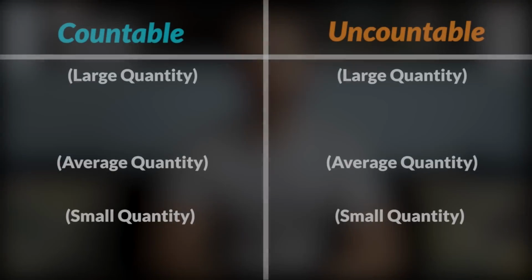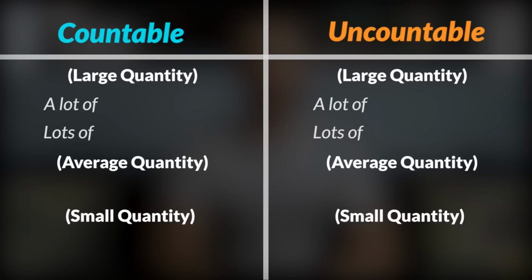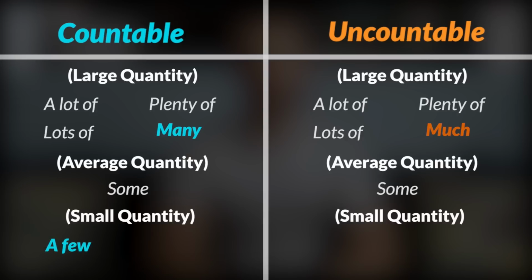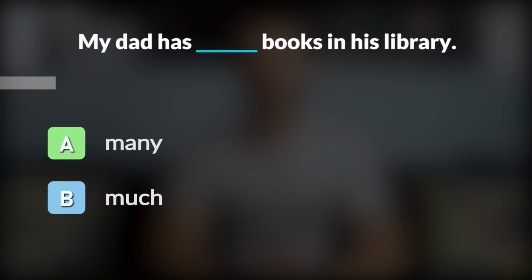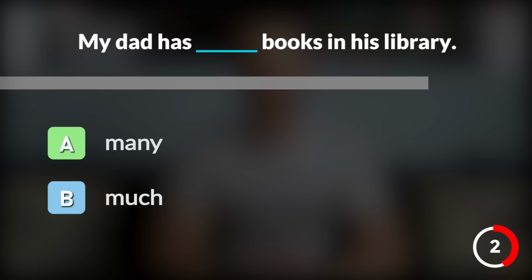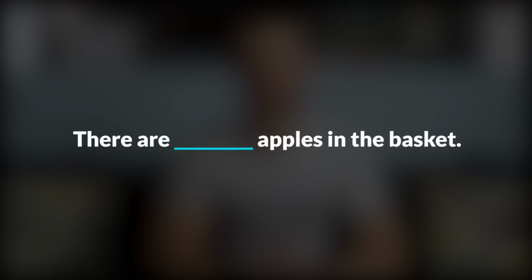Now let's review how to use the basic quantifiers. A lot of, lots of, plenty of, many, much, some, a few, a little, few, little. And now let's test your current knowledge with some quiz questions. My dad has blank books in his library. There are blank apples in the basket.